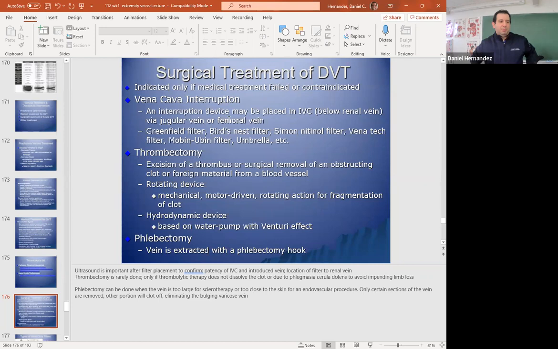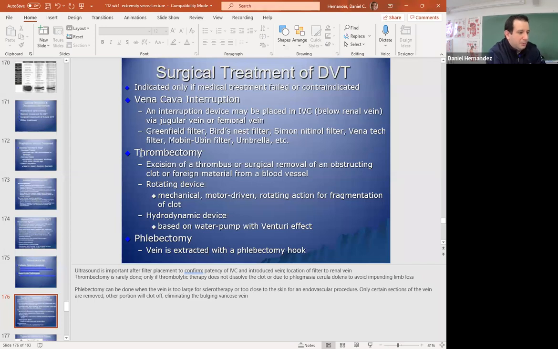The reason we put it just below the level of the renal veins is because we don't want thrombus to enter into those renal veins. We want to try and protect the kidneys. So typically these IVC filters sit just below the level of the renal veins. Some of the common names that you'll hear are Greenfield filter, umbrella filter, or the Venatech filter.